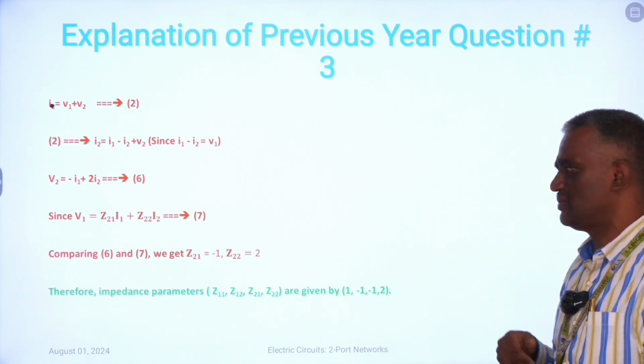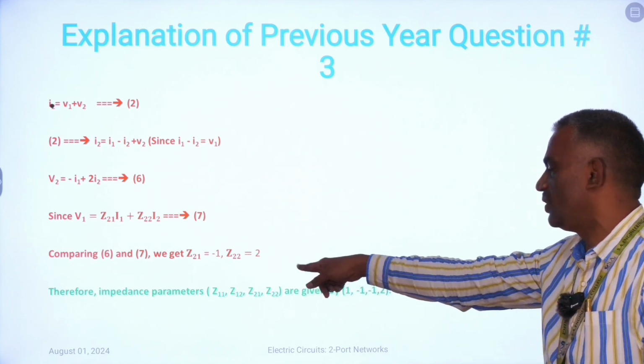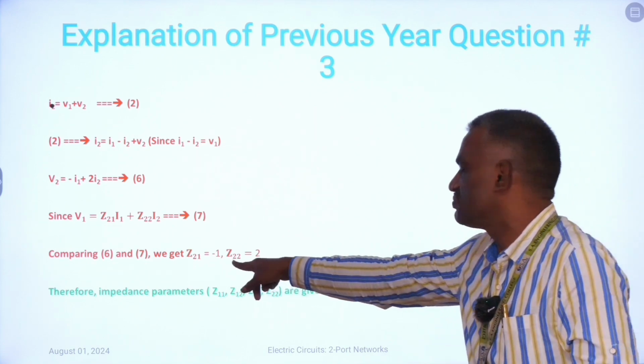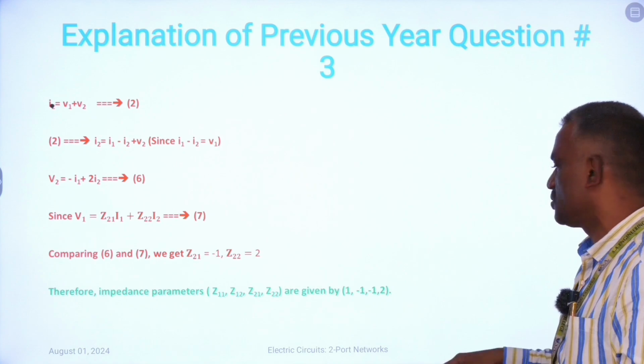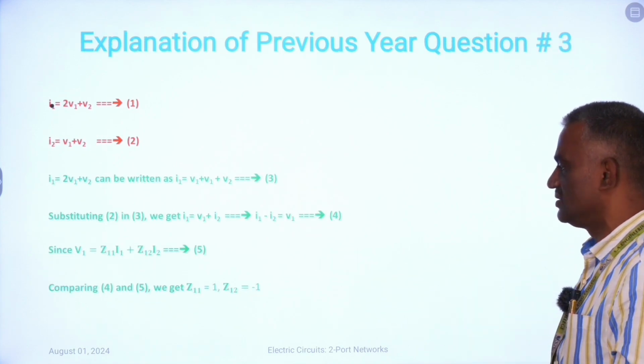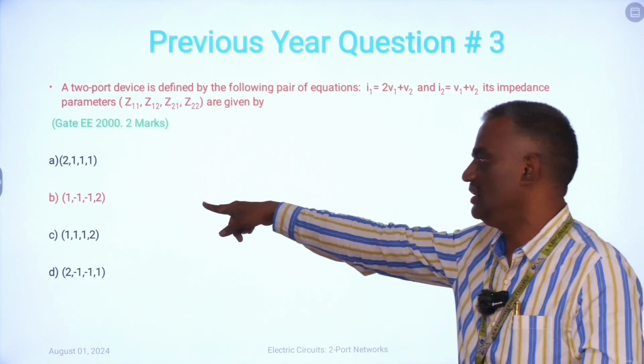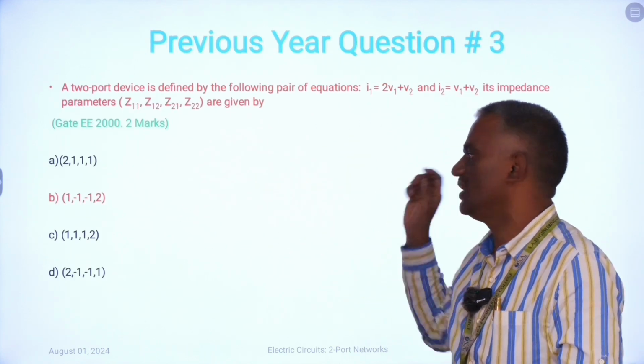You have to proceed the same as in the previous case. Then I'll be getting all 4 values. Here it is minus 1 and then 2. Previously I got 1 and then minus 1. So ultimately I'll be getting all 4 values, which is nothing but option B: 1, minus 1, minus 1, 2.